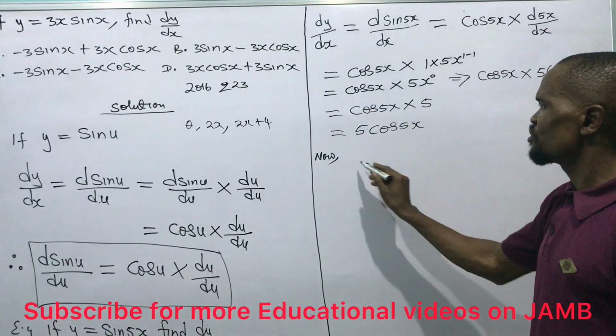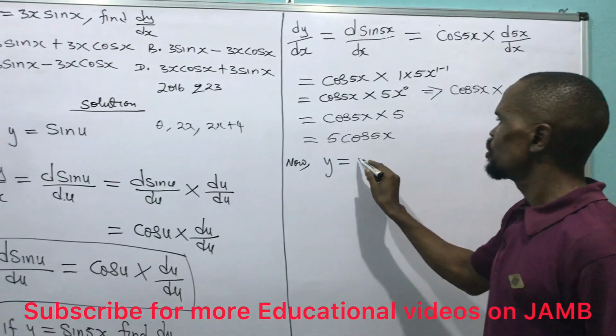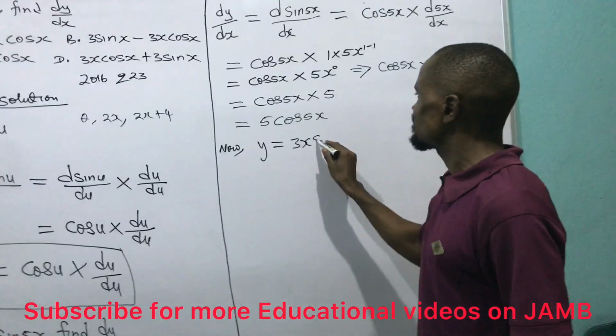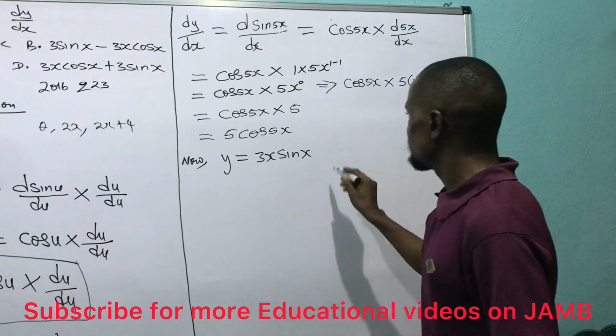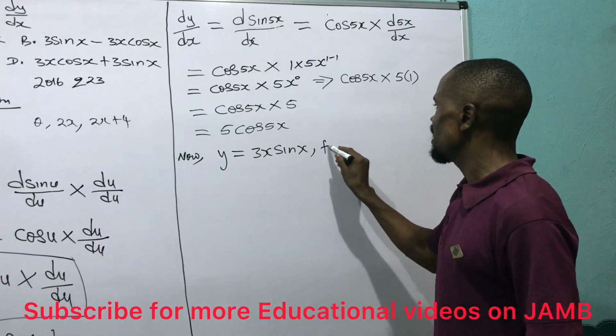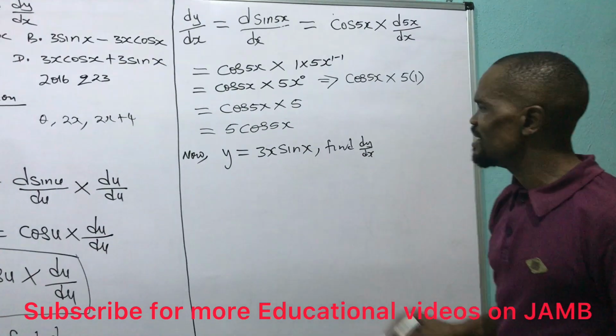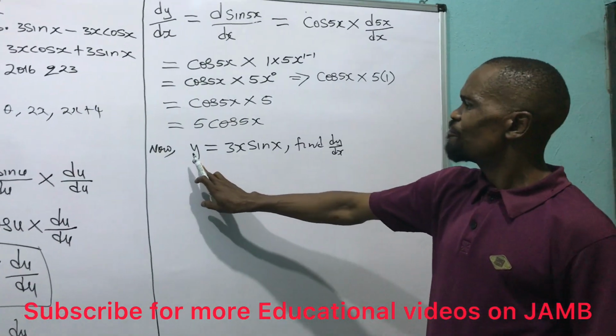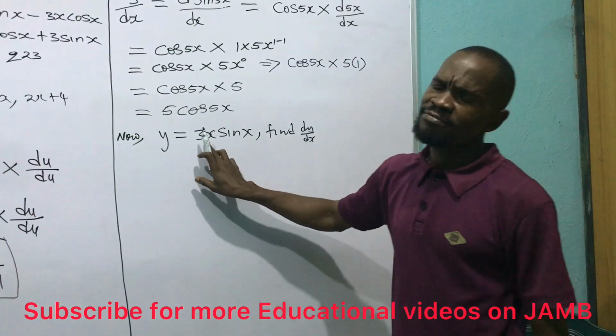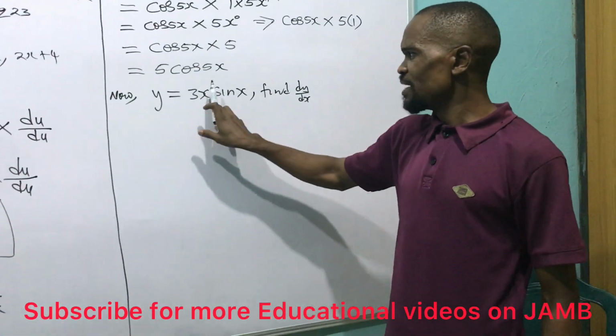What is the question they gave us? y equals 3x sine x. They said we should find dy/dx. So looking at this, y is a function of x, which means that y depends on x.